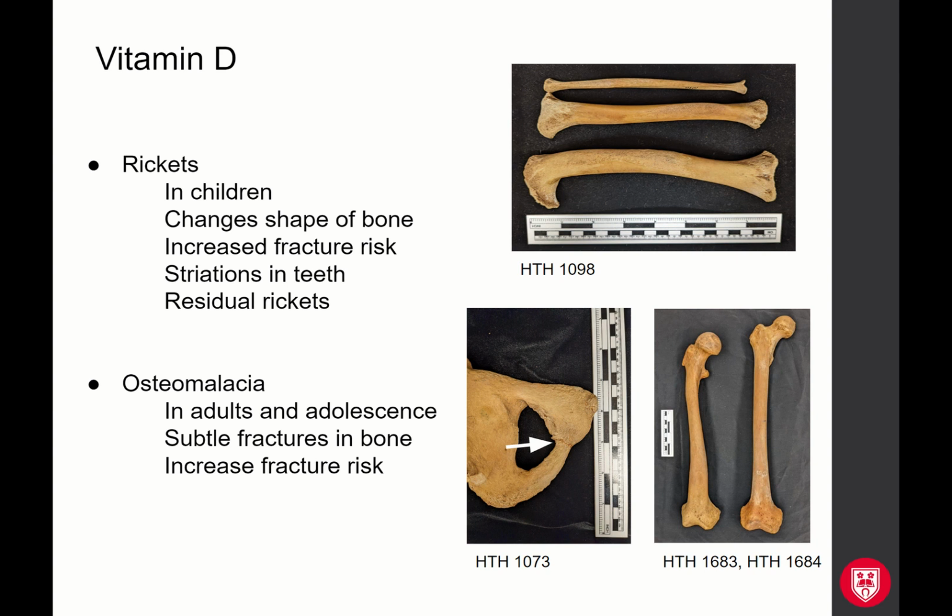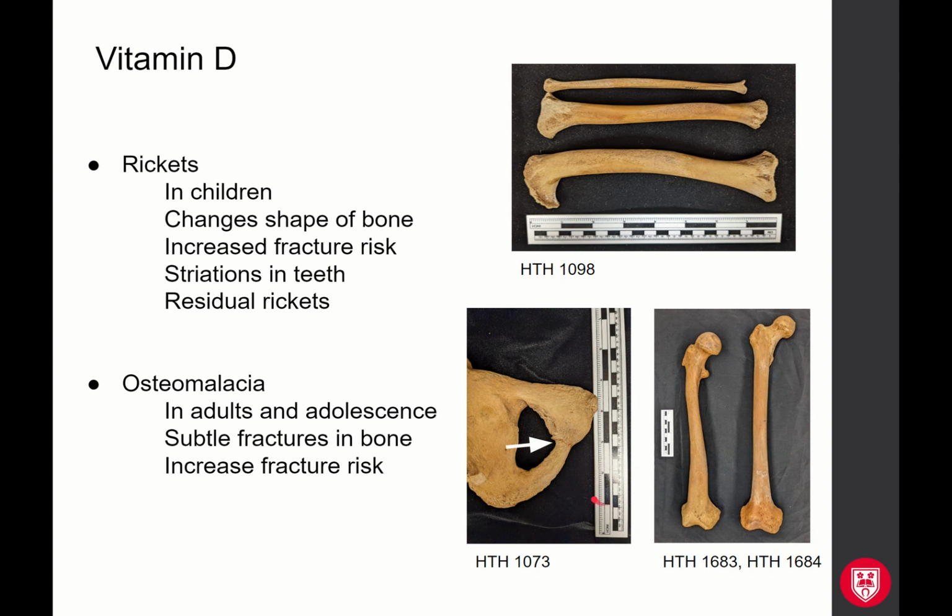Now, if rickets and the bowing of the bone is severe enough, it leads to residual rickets. So if you see down here, this individual has residual rickets, which means that deformity or that change in shape of the bone was so severe or long enough that this morphology was maintained in adulthood. So I still see that abnormal bowing and I still have those flared or enlarged ends of those long bones.